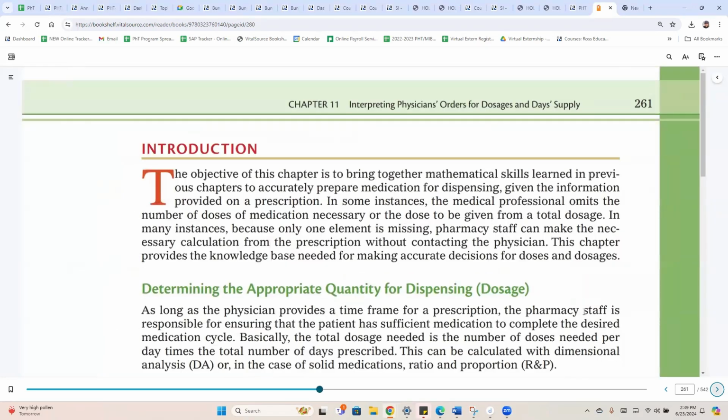The objective of this chapter is to bring together mathematical skills learned in previous chapters to accurately prepare medication for dispensing, given the information provided on a prescription. In some instances, the medical professional omits the number of doses of medication necessary or the dose to be given from a total dosage. In many instances, because only one element is missing, pharmacy staff can make the necessary calculation from the prescription without contacting the physician. This chapter provides the knowledge base needed for making those accurate decisions for doses and dosages.